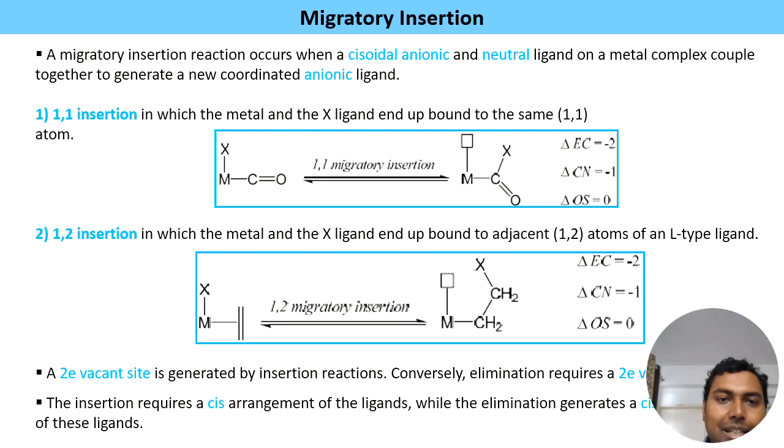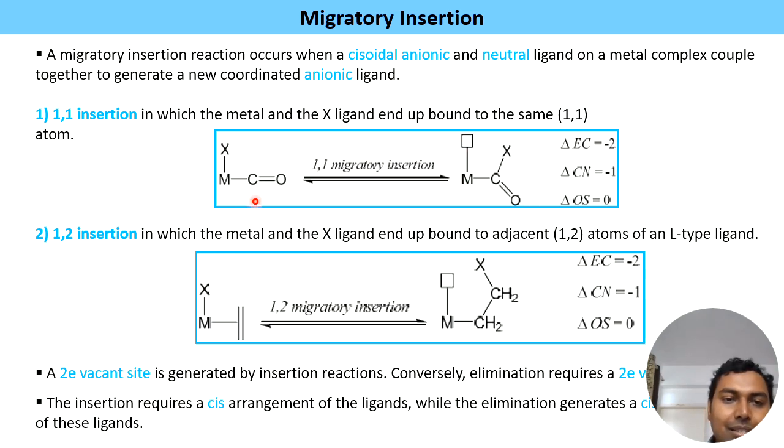So next is the migratory insertion reaction of this organometallic compound involving carbonyl. Here we can see the reactant: M has an M-X bond, and one terminal carbonyl is there in this complex. In the last slide, when we were heating this product, this X migrated to the vacant orbital of this M, giving one terminal CO like this.